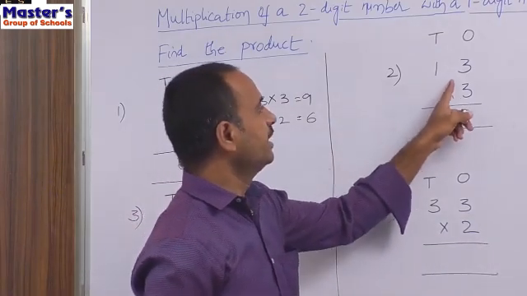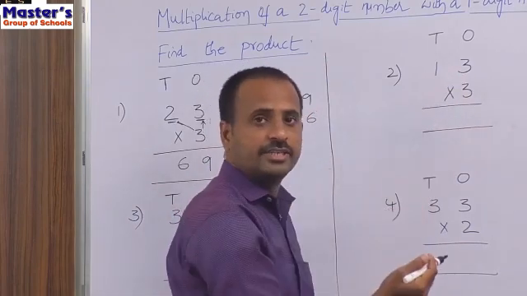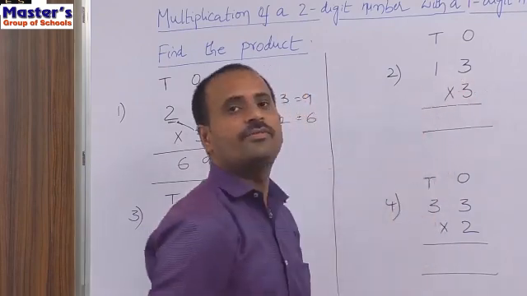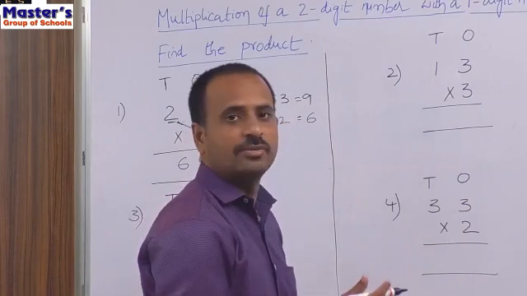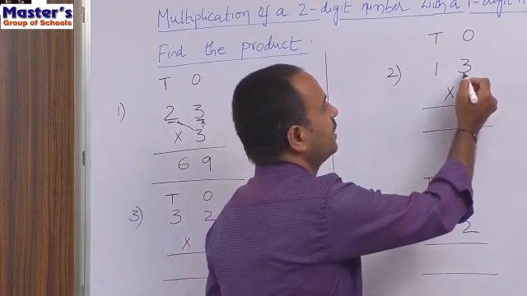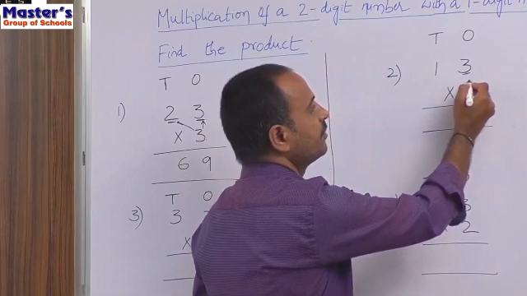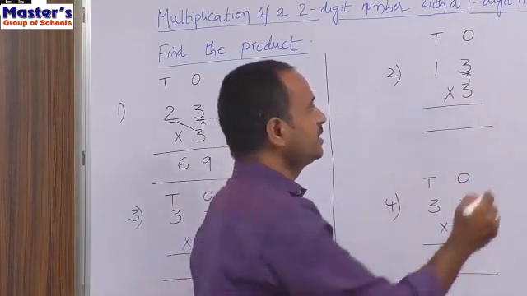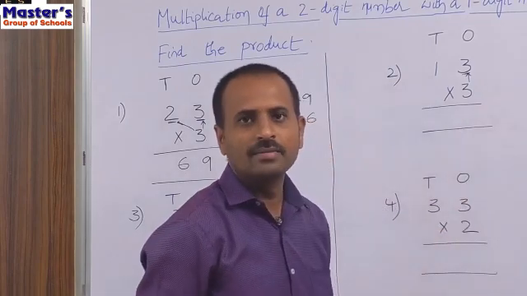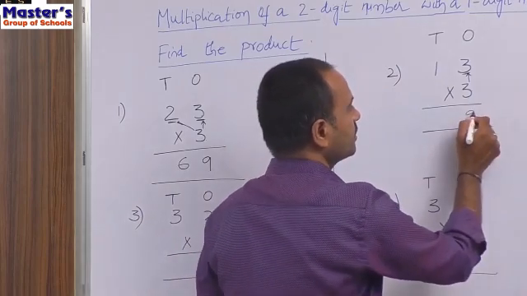Here 13 into 3. 13 is a 2-digit number and 3 is a 1-digit number. So let us start multiplication from ones place. So what is present in ones place here? 3 is present in ones place. And multiply the digit present in the ones place with 3. So that is 3 into 3. So children, how much are 3 3s? 9. And write this 9 under ones place.